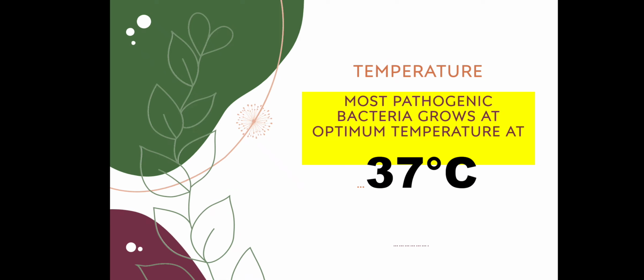Finally, we come to the temperature. Most of the pathogenic bacteria grow at an optimum temperature of 37 degrees Celsius, because our body temperature is that, and that's the most suitable place for a bacteria to grow.